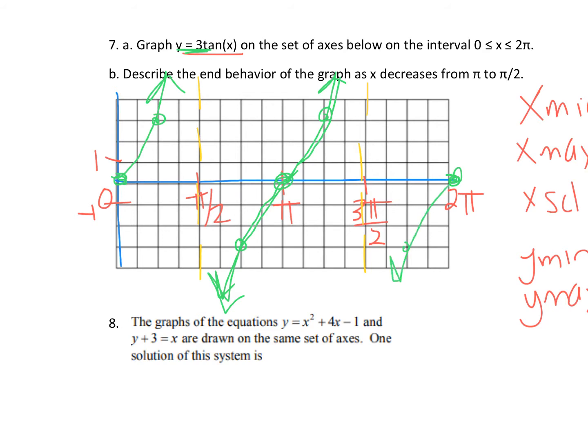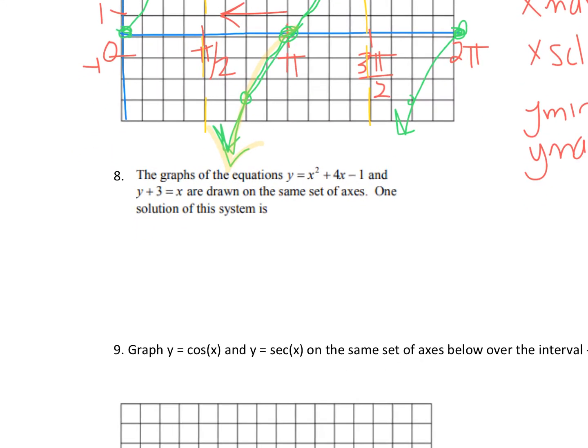They ask you what happens when you go from pi to pi over 2. And when you look at the graph from pi to pi over 2, let me get a highlighter. You can see that the graph decreases without limit. So it keeps going down, down, down forever and ever. So I would say the end behavior decreases to infinity. I'm not going to type that because it will look very bad.